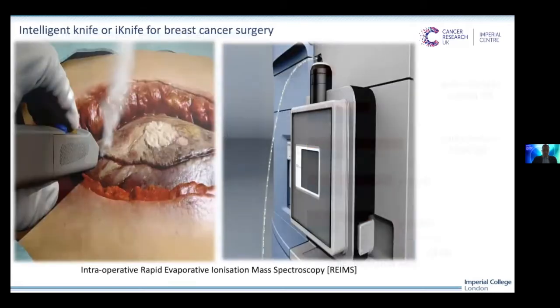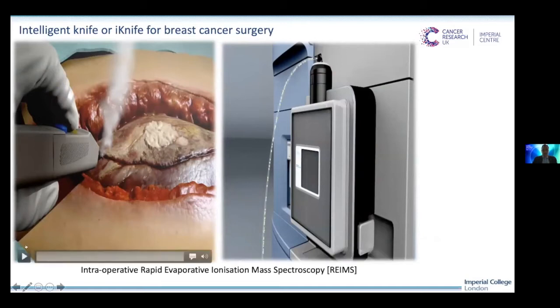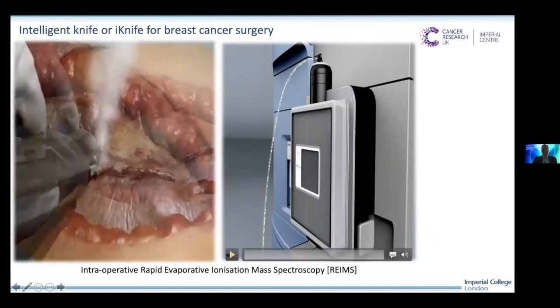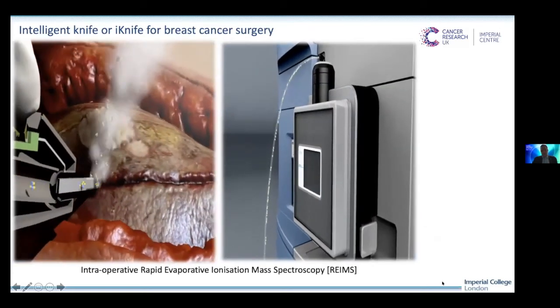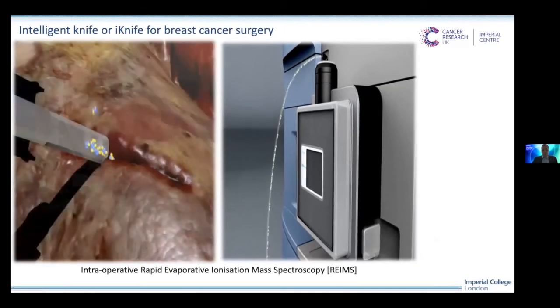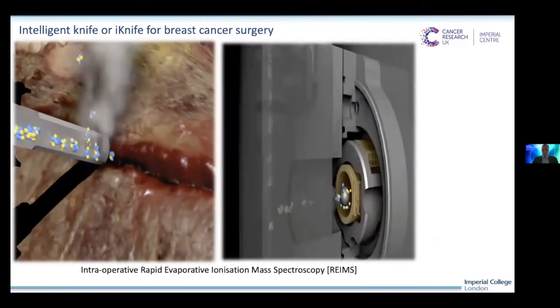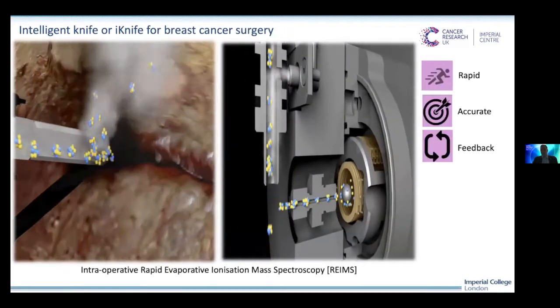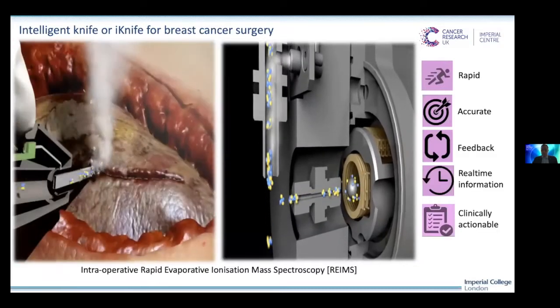significantly so. As well as investigating Raman spectroscopy here, we're also working on the iKnife, so that's rapid evaporative ionization mass spectrometry. So electrocautery vaporizes the tissue. That's essentially a cloud of ionized particles, which we're sending to the mass spectrometer in real time towards this rapid, accurate, real-time, clinically actionable information.